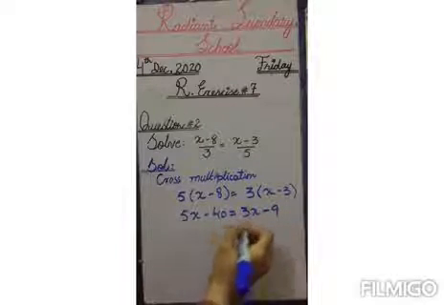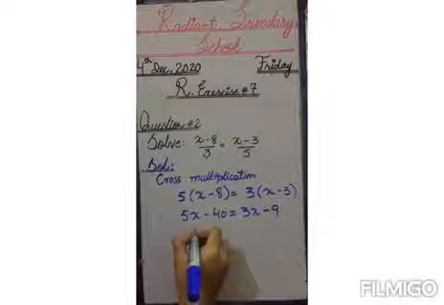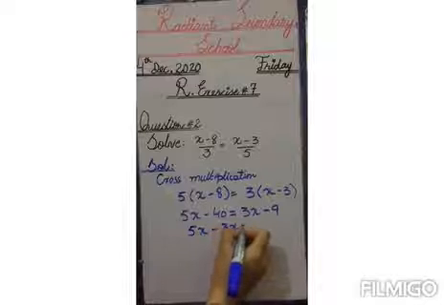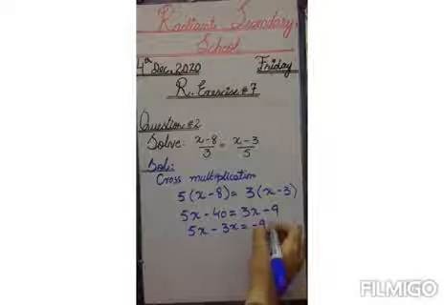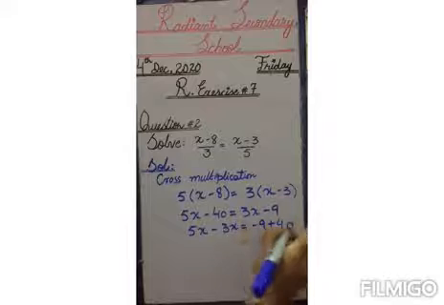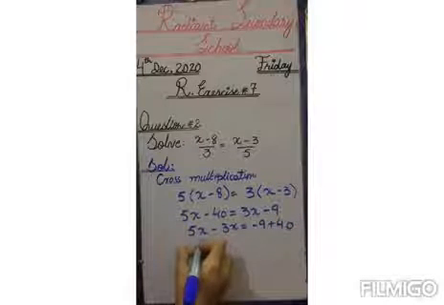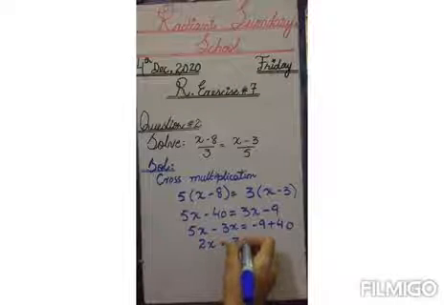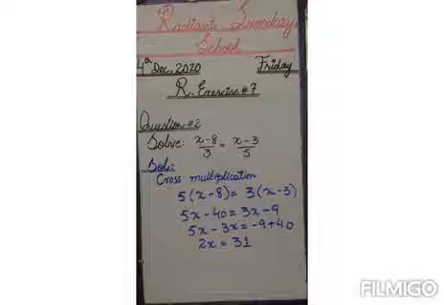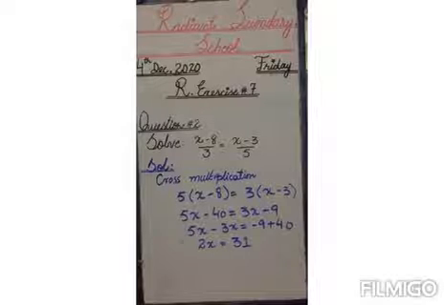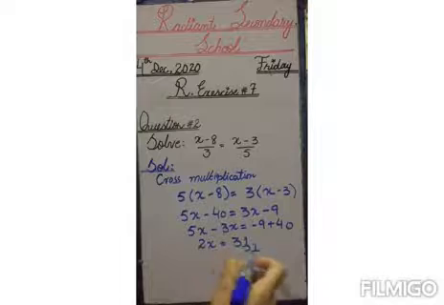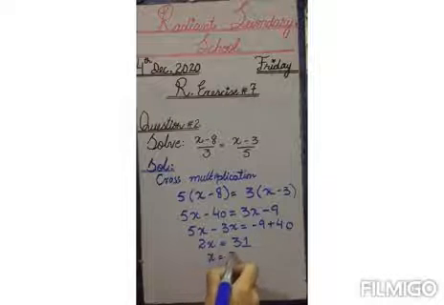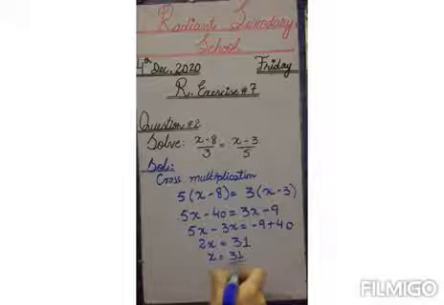Now I have to move 3 on the other side of the equation because I want the value of x. So 5x minus 3x is equal to minus 9 plus 40. 3 and 40 both have changed their signs. 5x minus 3x is equal to 2x is equal to, on the other side will be equal to 31 with the positive sign, because 40 has the positive sign and it is the greater value. So now what I will do, I will move 2 on the other side. So x is equal to 31 divided by 2.